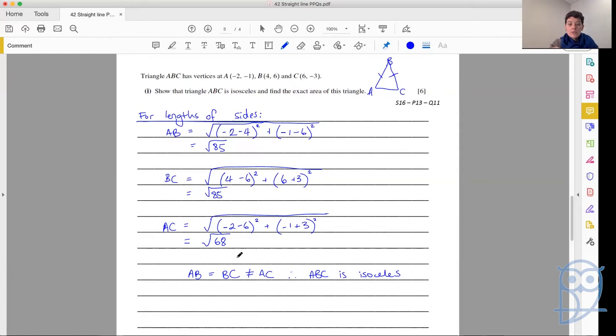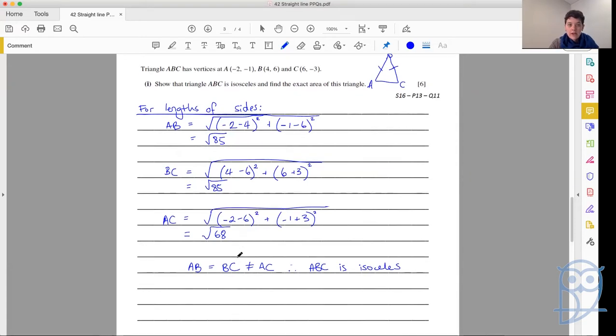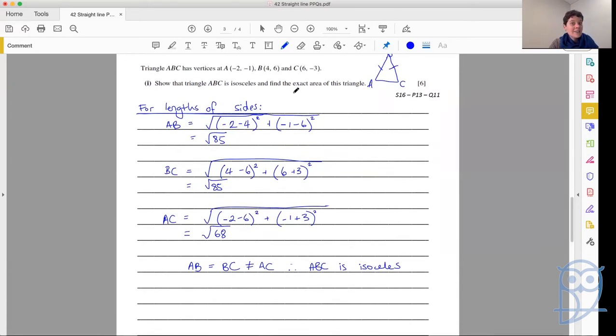So now we need to do the area of this triangle. The exact area, see, I told you it's worthwhile leaving it in surds because the exact area means we need to be working in those surds.